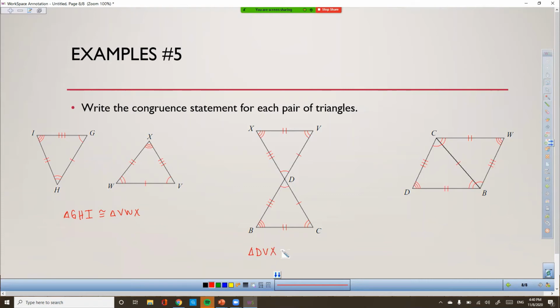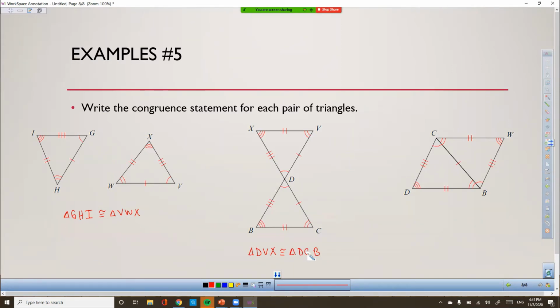So triangle DVX is congruent to, and again, in this second triangle, is going to be triangle D again, because that one has one arc mark. The second one is C, and the third one is B. And so there's my congruency statement. Triangle DVX is congruent to triangle DCB.